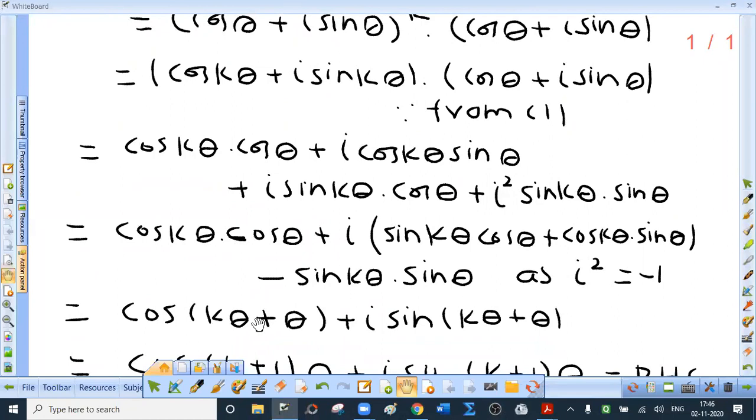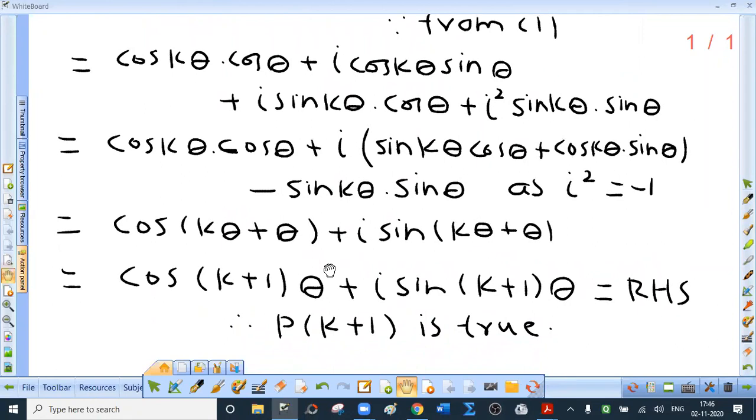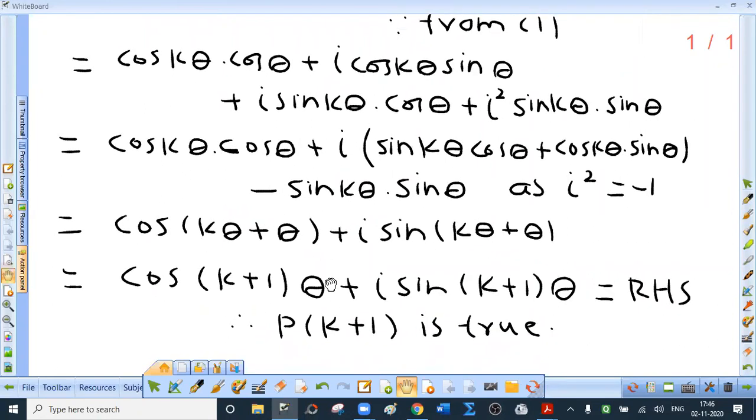Reason, cos of (alpha plus beta) is cos alpha cos beta minus sin alpha sin beta. Similarly, what is sin of (alpha plus beta)? Sin alpha cos beta plus cos alpha sin beta. Now take theta common from these two terms. Same thing here. You will notice that this is nothing but RHS. Therefore, P of k plus 1 is true.